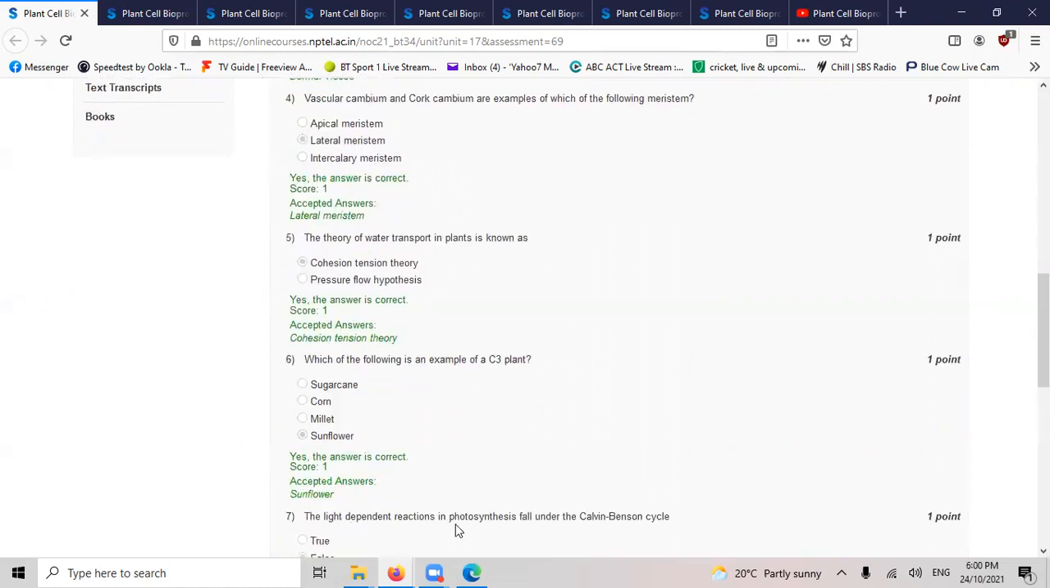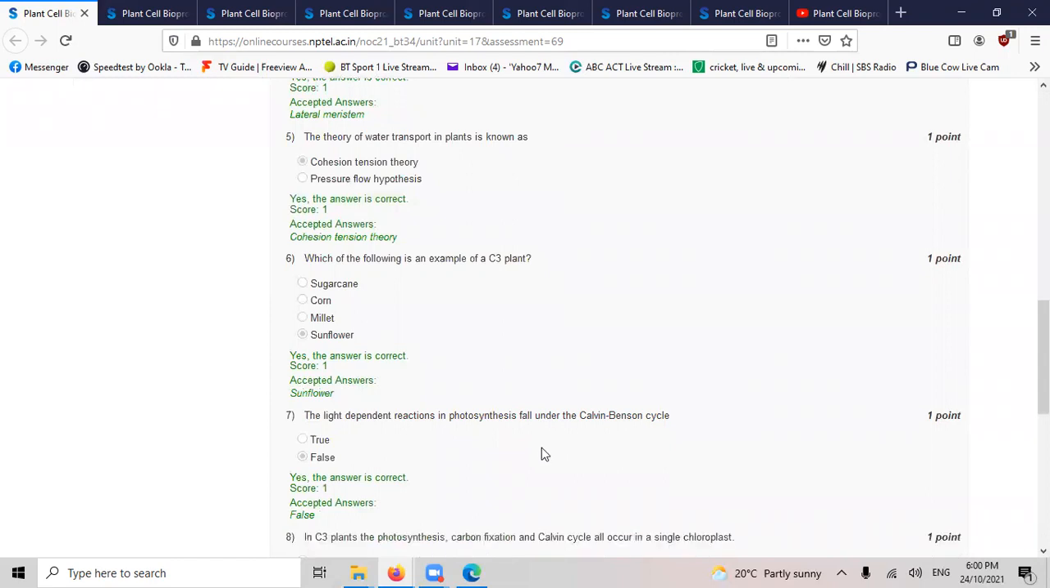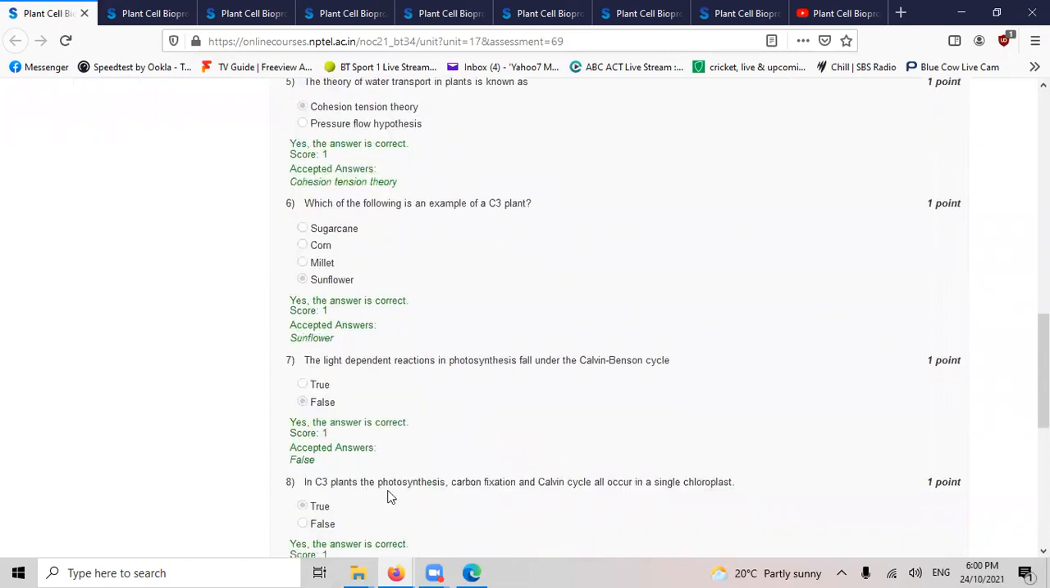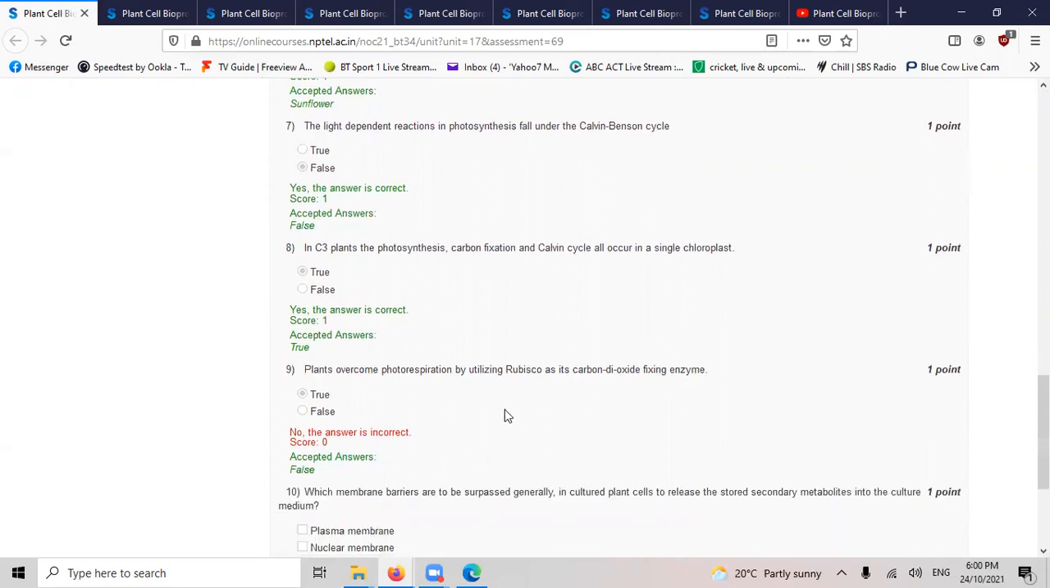The light-dependent reactions in photosynthesis fall under the Calvin-Benson cycle. False. In C3 plants, photosynthesis, carbon fixation, and Calvin cycle occur in single cells. They do. Is that it? It is true. Plants overcome photorespiration by utilising rubisco as its carbon dioxide fixing enzyme. False. We'll use something else as well.